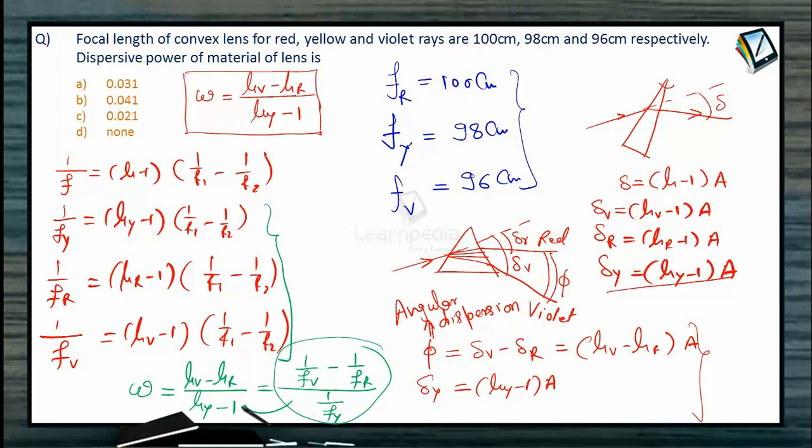If you solve this, you are going to get a value which is nothing but the dispersive power of the material of this lens. You can calculate this value, and you are surely going to get the answer A. So A will be the correct answer to this question.